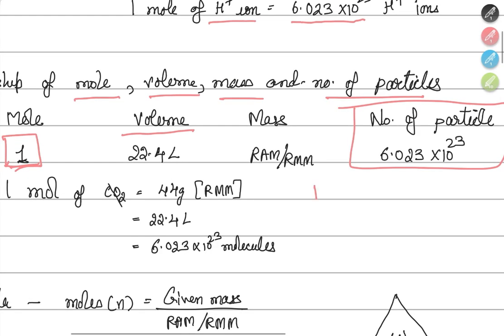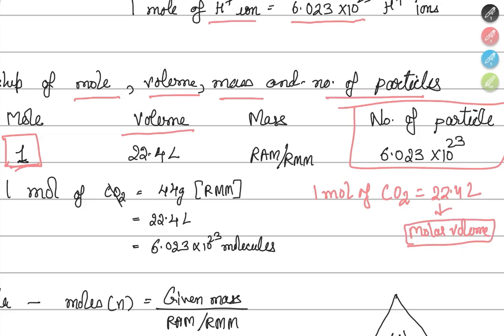Suppose 1 mole of carbon dioxide gas. How much volume will it occupy? That is 22.4 liters. This is also known as molar volume. You also need to memorize this definition for your examination. The volume occupied by 1 mole of a substance is the molar volume, and it is a standard value.